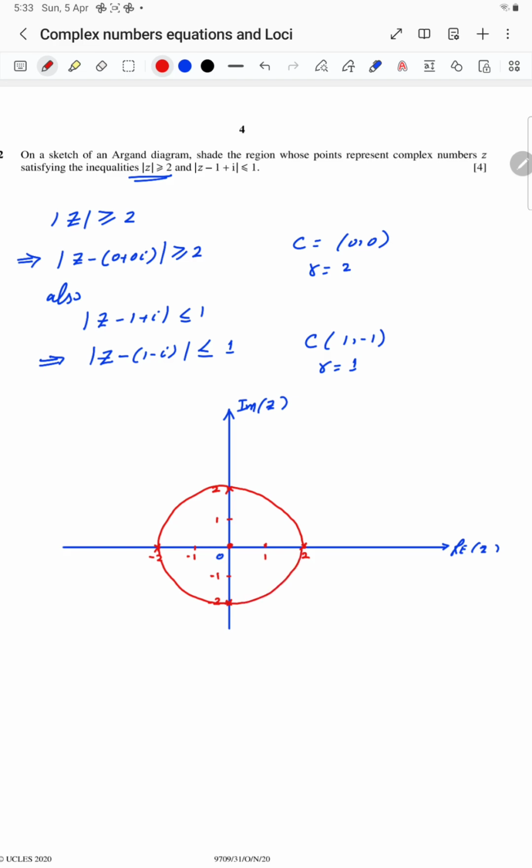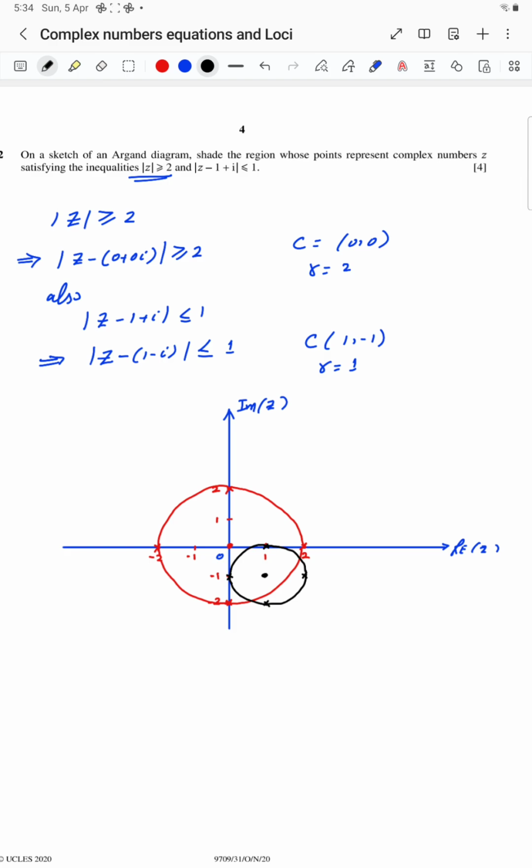We drew this circle of radius 2. Now the second one, let me take another color. Center is at (1, -1), which is here. Radius is 1, so one point here, one here, one here, and one here. So the circle will be this. This is circle number 2 with radius 1.